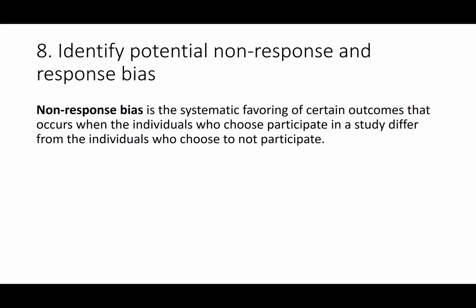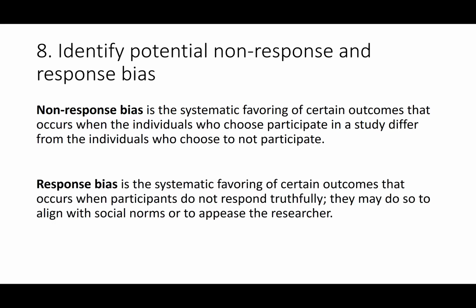Non-response bias is the systematic favoring of certain outcomes that occurs when the individuals who choose to participate in a study differ from the individuals who choose not to participate. Response bias is the systematic favoring of certain outcomes that occurs when participants do not respond truthfully. They may do so to align with social norms or to appease the researcher. Let's look at an example.